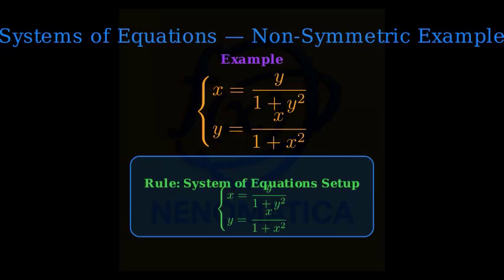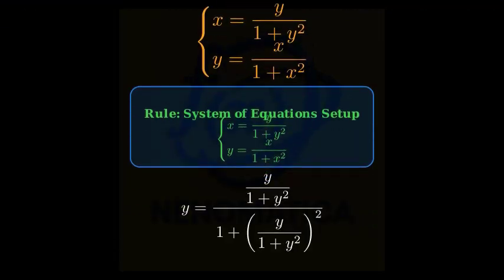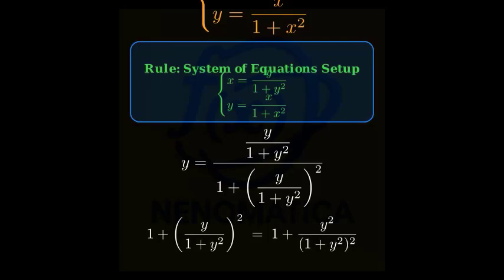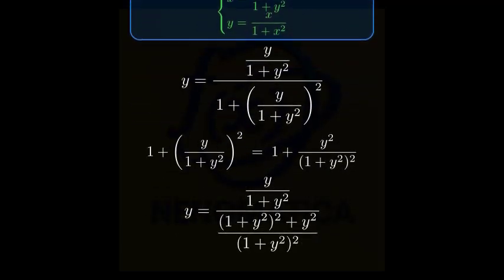Step 2. Substitute the expression for x into the second equation. Replace x by y over 1 plus y squared inside y equals x over 1 plus x squared. Step 3. Simplify the complex fraction in the denominator. First write 1 plus the square as a single fraction. Then express the entire right-hand side as a quotient of two fractions.